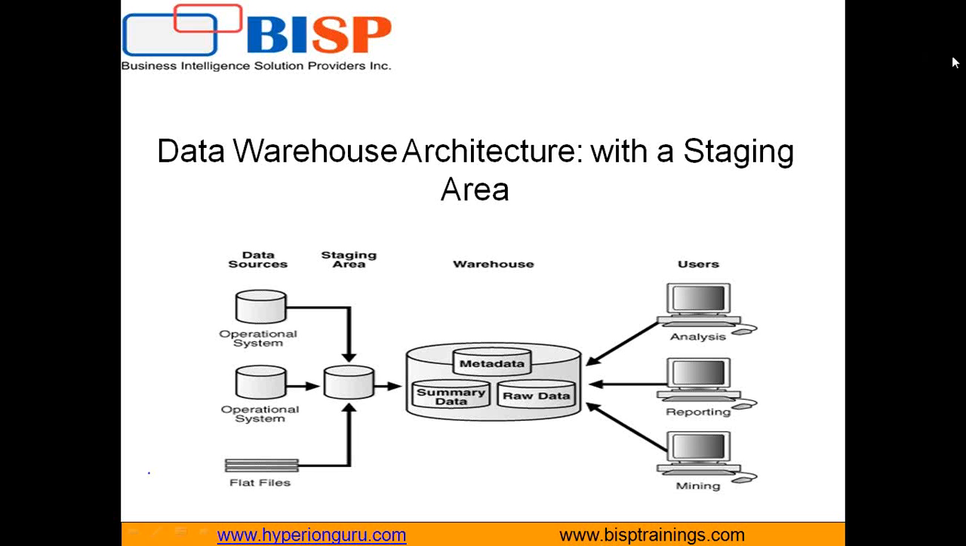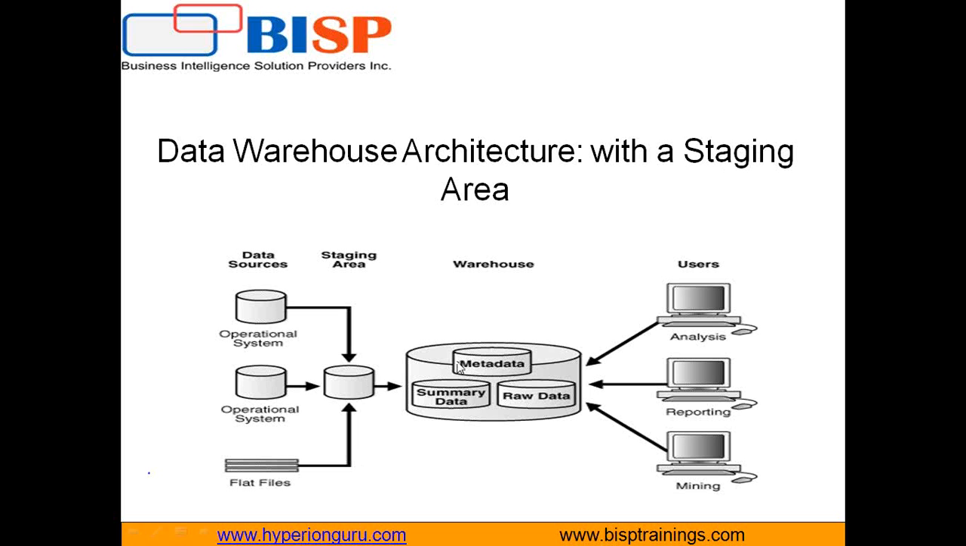Data from the first operational system is available at 9 a.m. The data from the second operational system is available at, suppose, 11 a.m., and the flat file information is available at, suppose, 1 a.m. Now, if the 3 source systems' data are available at 3 different times, then it will be difficult for you to process those data into the data warehouse.